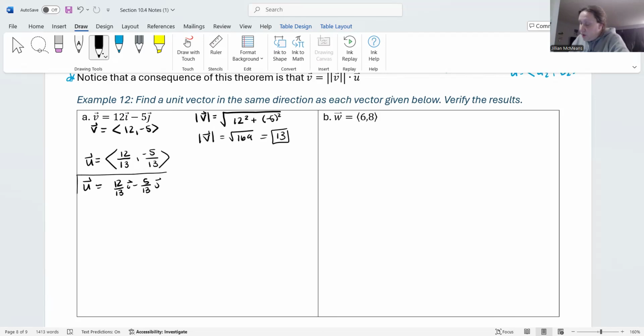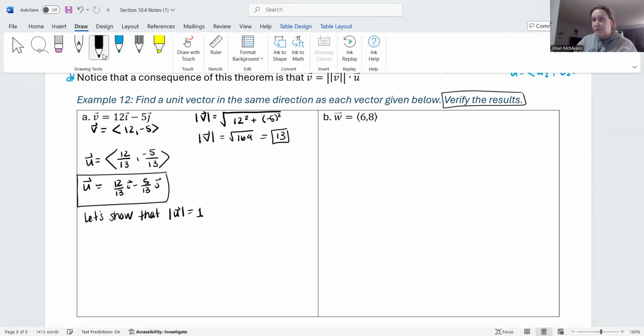We've answered part of the question, but the second part of the question says, hey, prove it. Verify your results. Make us believe it, okay? Well, if we can prove that the magnitude of this vector u really is 1, then we should have proven it to ourselves. So let's show that the magnitude of u really is 1. Remember, we were creating a unit vector, so we were finding a unit vector in the exact same direction as the vector v. So we know that this vector u has to have a magnitude of 1 because we're saying, hey, it's a unit vector. So let's prove it.